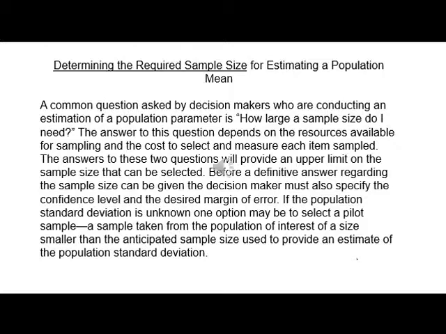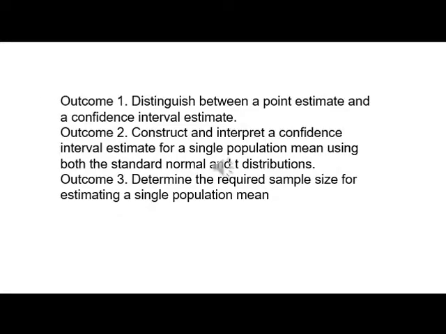Outcome 1. Distinguish between a point estimate and a confidence interval estimate. Outcome 2. Construct and interpret a confidence interval estimate for a single population mean using both the standard normal and t-distributions. Outcome 3. Determine the required sample size for estimating a single population mean.